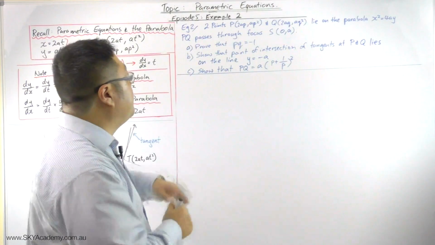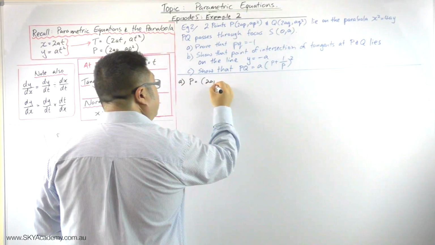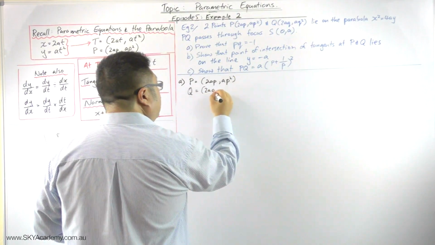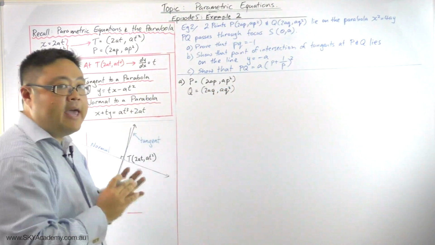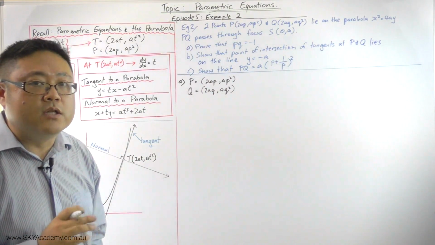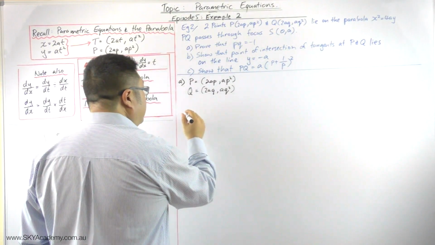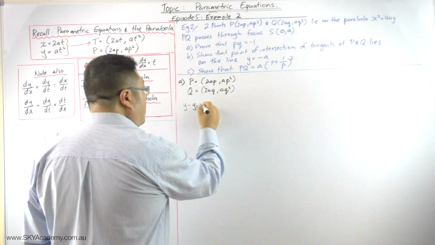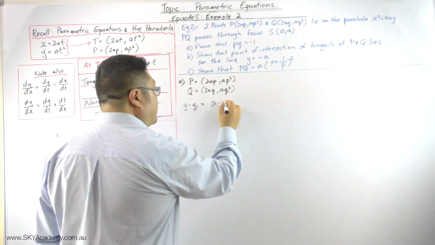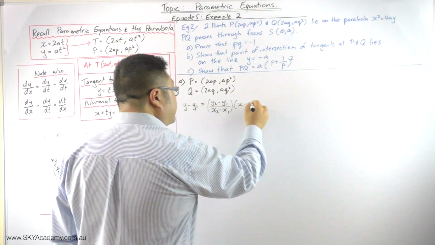Basically you've got two points. You've got P, which is (2ap, ap squared), and you've got Q, which is (2aq, aq squared). Now, how do you work out the equation of PQ? Well, you use the two-point form. The two-point form from 2-unit maths, you should remember, is y minus y1 equals m times (x minus x1), where m is (y2 minus y1) over (x2 minus x1).